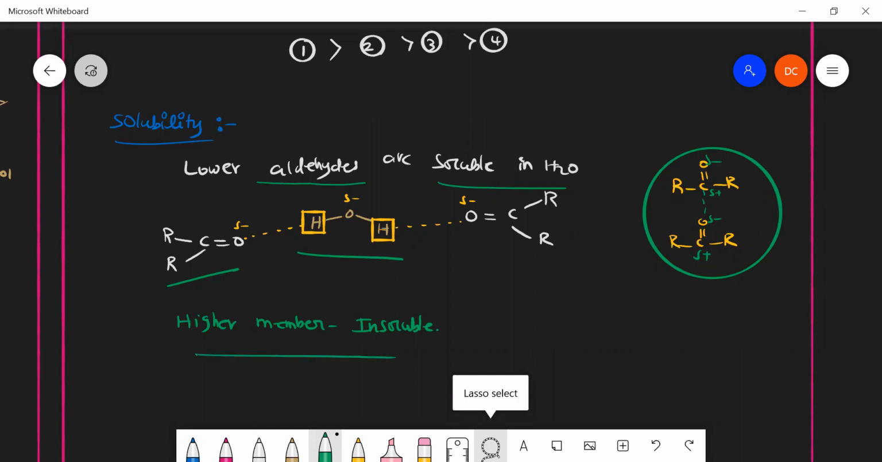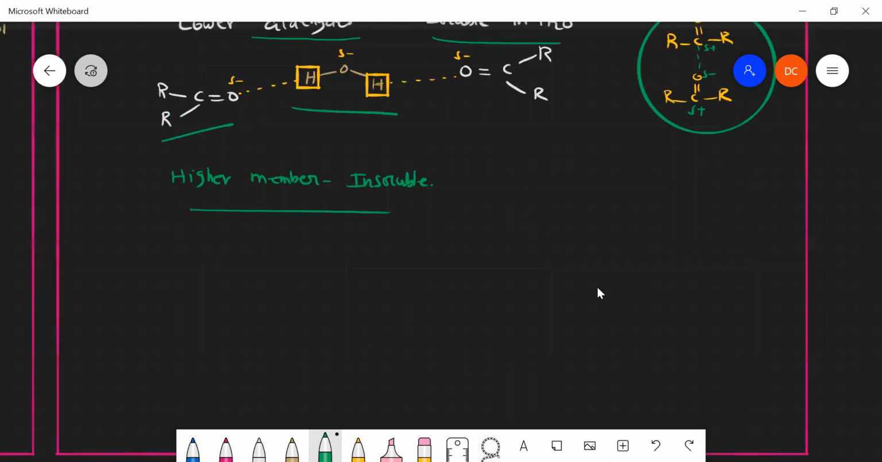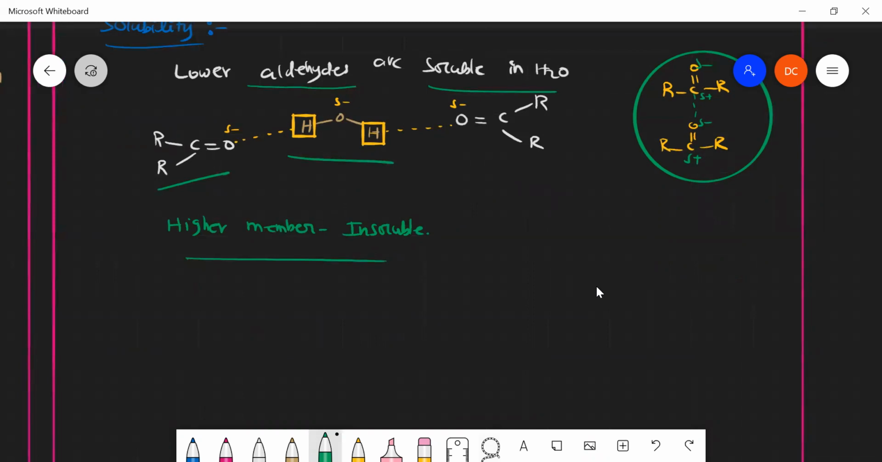And higher members. Why are higher members insoluble? Even though it forms a hydrogen bond, why are higher members insoluble? If hydrogen bonding is existing, it should be more soluble in water. But here, hydrogen bond is existing, even though it is insoluble for higher members. Why?